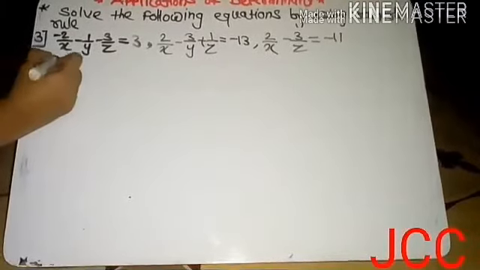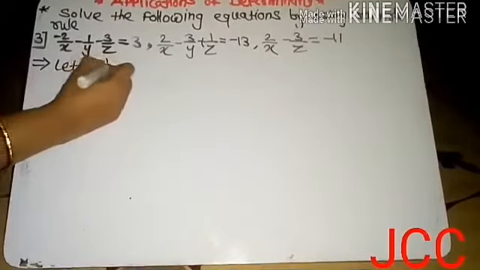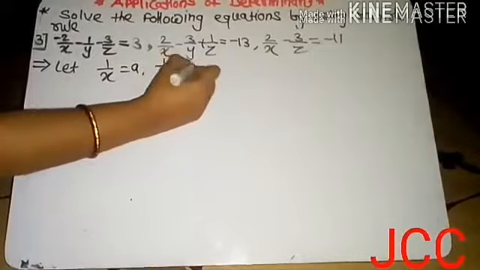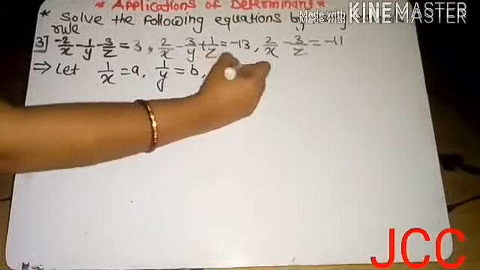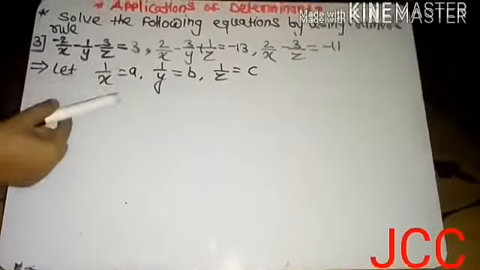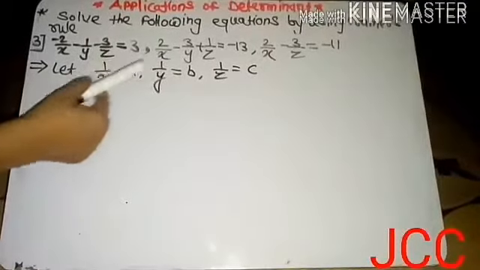That means here we consider 1 upon x that is a, 1 upon y is equal to b, 1 upon z is equal to c. Now in place of 1 upon x, 1 upon y and 1 upon z we write a, b, c.